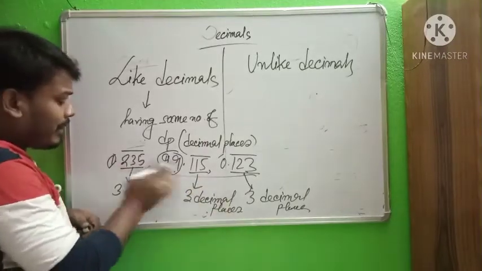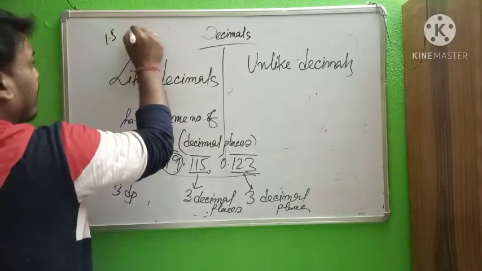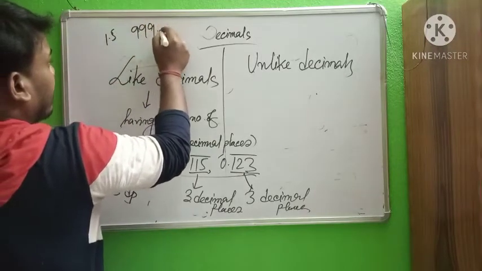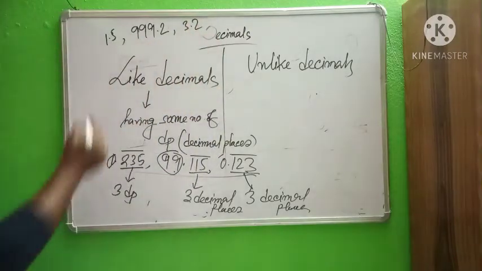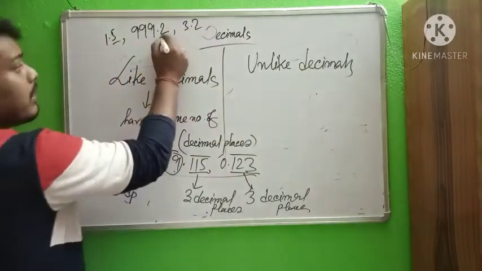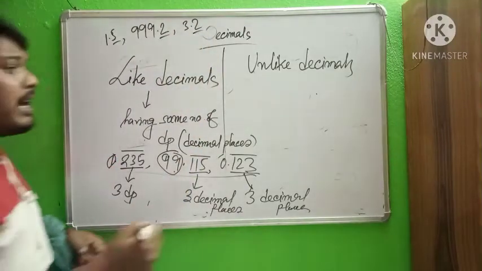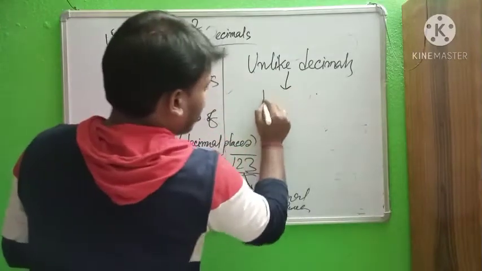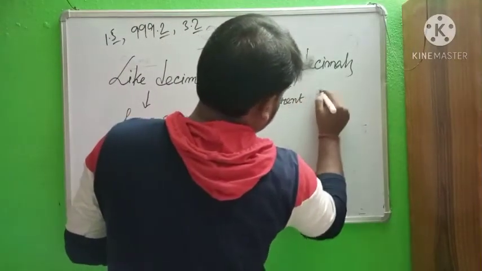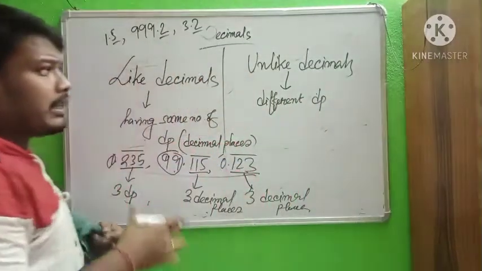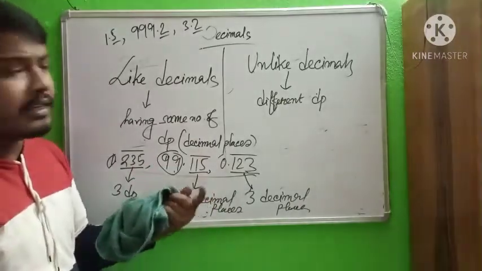How many decimal places? Another example, 1.5, 999.2, 3.2. These are like decimals because here one decimal place, here one decimal place, here also one decimal place. And unlike is the opposite of this, having different decimal places. If the decimal places are different, then the decimals are called unlike decimals.